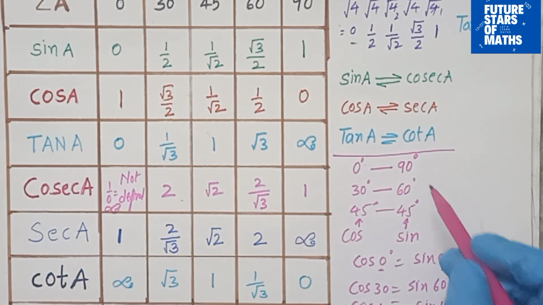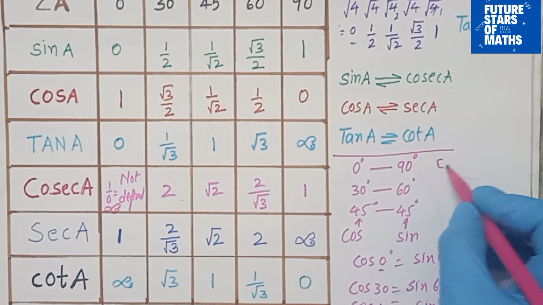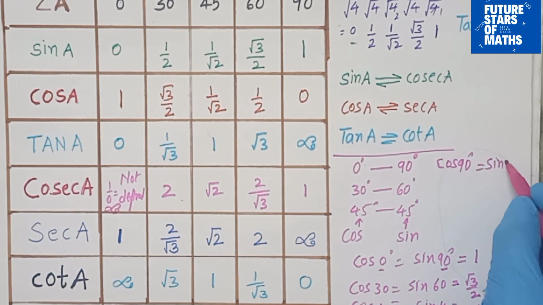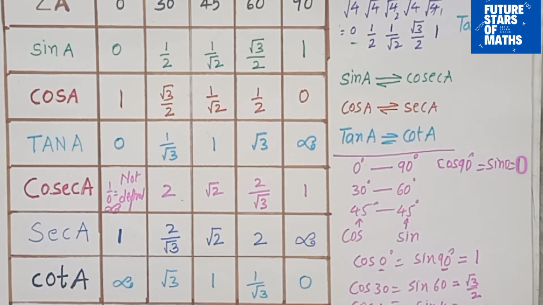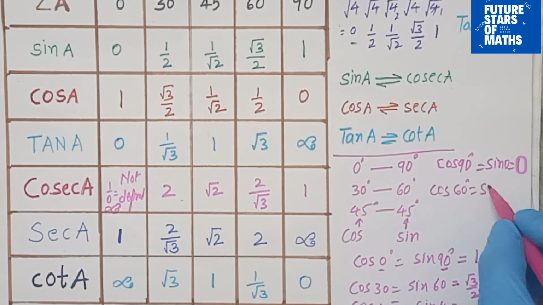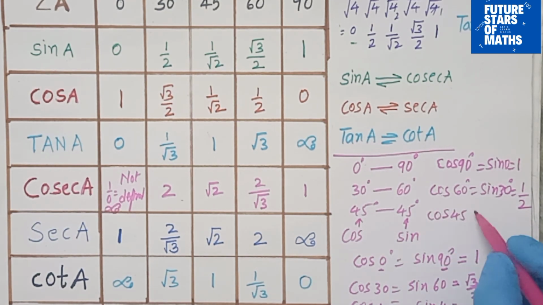Then for cos, if you want this side ratios, you have to remember the other side one. Like if you want cos 90, suppose. Cos 90 means sin 0. So what is sin 0? It is 0. Similarly, if you want cos 60, what do you have to recall? Sin 30. 60 means 30. What is sin 30? It is 1 by 2. Similarly, cos 45. We already wrote cos 45 is sin 45 only. So it is 1 by root 2.